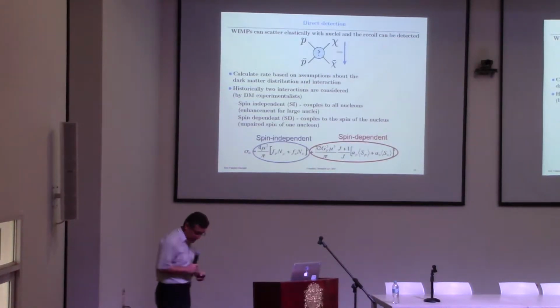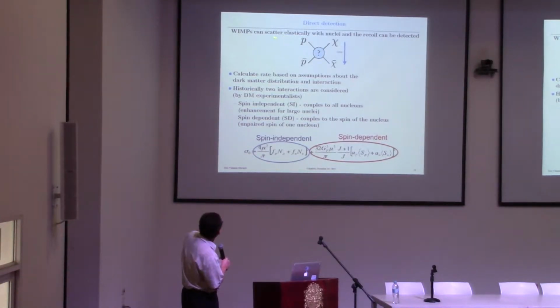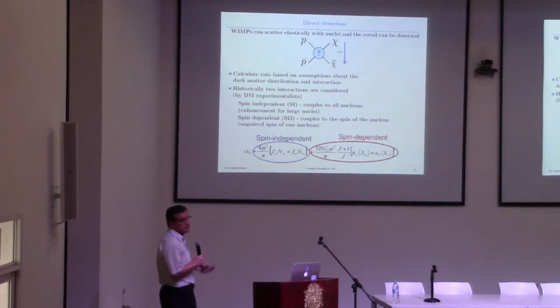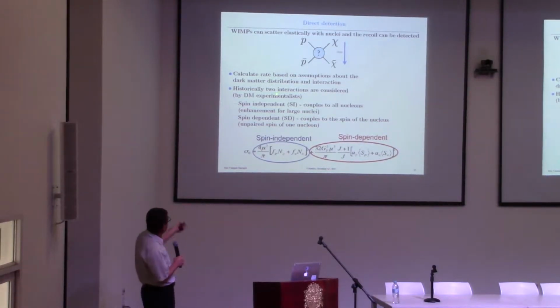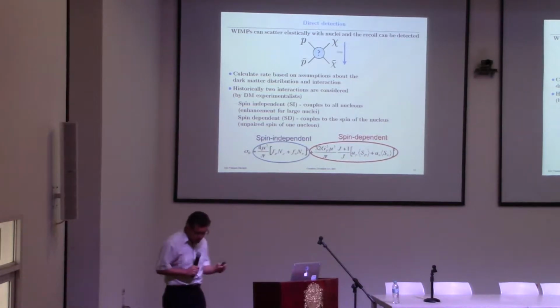And this is a summary of what we do in direct detection. We basically look for the scatter of one of these WIMPs with the nuclei, and then we detect the recoil energy. The recoil energies are of the order of a few keV. And then we calculate the rate based on some assumptions. Historically, also, there are many more possibilities, many more interactions.